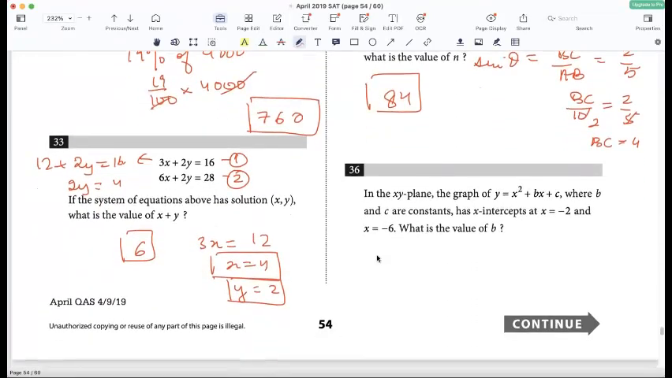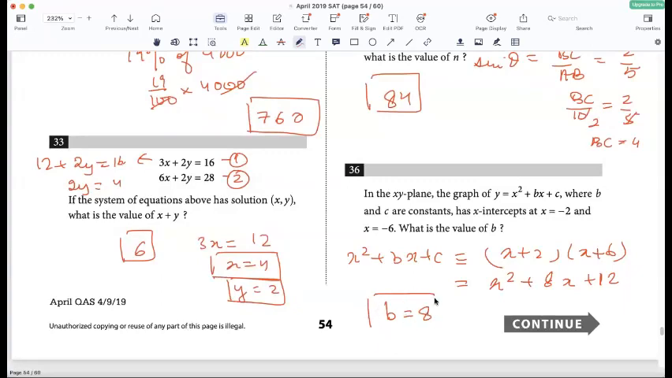In the xy plane, the graph of y equals x squared plus bx plus c, where b and c are constants, has x-intercepts at -2 and -6. What is the value of b? Okay, so x squared plus bx plus c would be equivalent to (x plus 2) times (x plus 6), right? Because these indicate x-intercepts of -2 and -6. So x squared plus 8x plus 12. So when you compare the like coefficients, b will be 8.